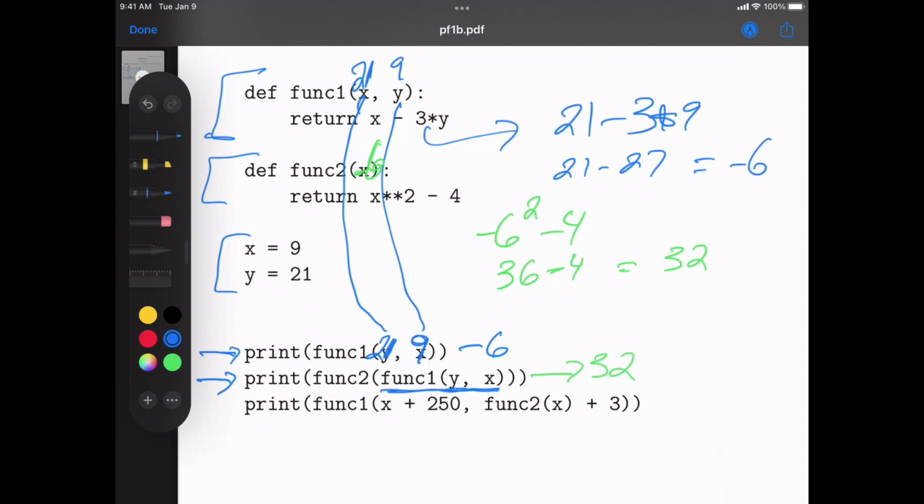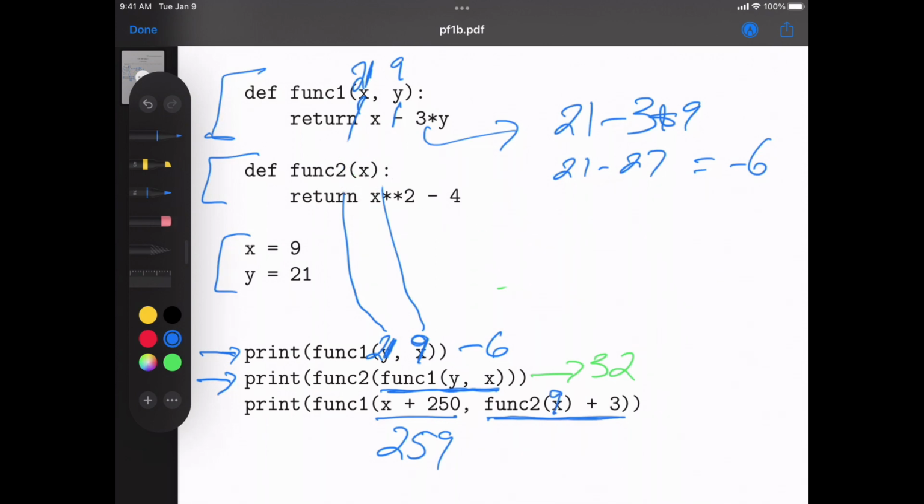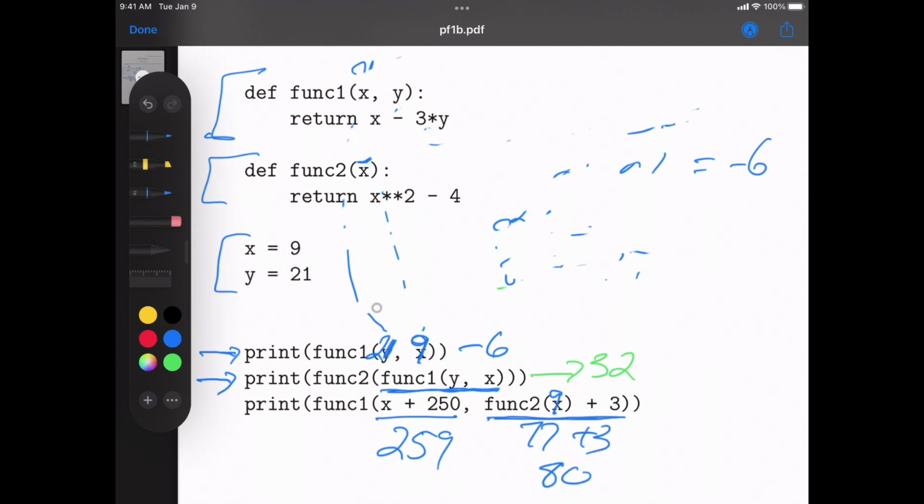And now for the third line, we have x plus 250, which is 259. And then notice over here, we have two parts to do. We have to figure out function 2 of 9. So let me clear this out to do that. So function 2 of 9 would be 9 squared minus 4, which is 81 minus 4 is 77. So I have 77 plus 3, which is 80. So again, let me erase all of this extra stuff.